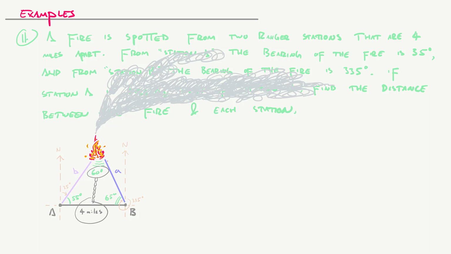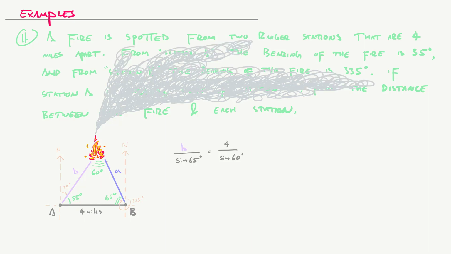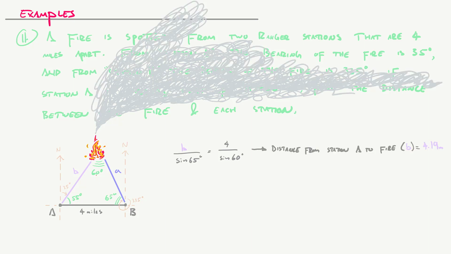We have the sine of 60 degrees over 4, or probably I'll use the reciprocal of that, 4 over the sine of 60 degrees. And we're going to use that ratio to figure out the distance A and the distance B, starting with distance B. So B over the sine of 65, because those are opposite, is equal to 4 over the sine of 60. So we get that the total distance from station A to the fire is about 4.19 miles. And I'm just rounding to the nearest hundredth there.